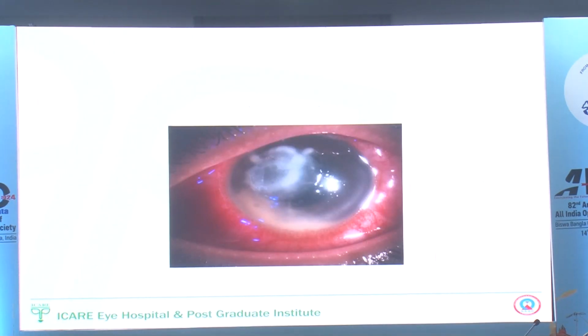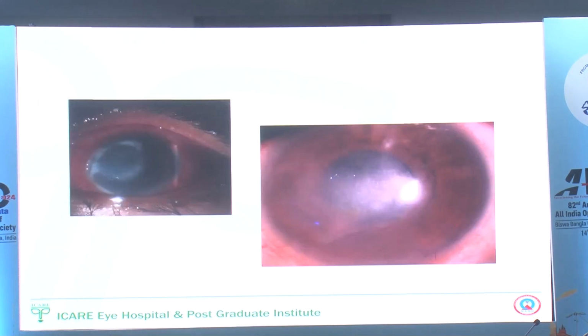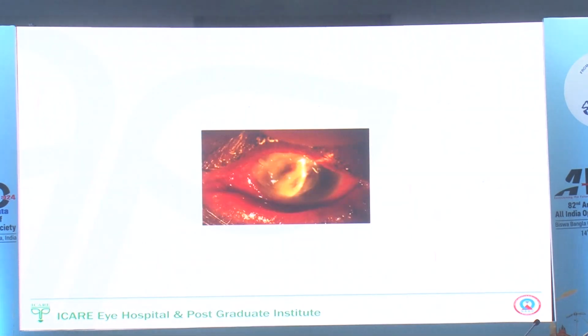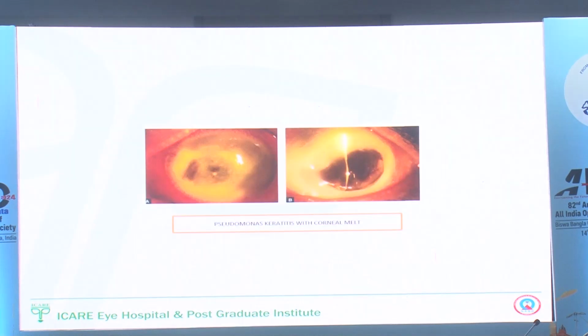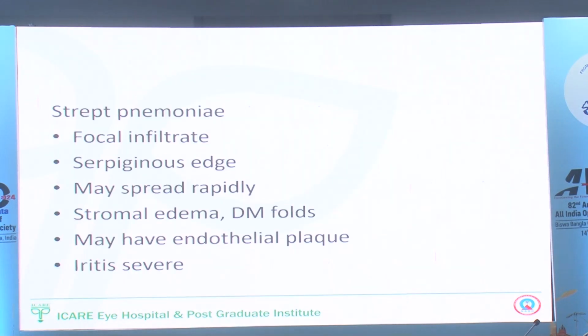This was one patient who had Pseudomonas keratitis, and here you can see the infiltrate and a mobile hypopyon. So on healing, you can see that she's scarred, so you have to document. This is another case of Pseudomonas keratitis with corneal melt.